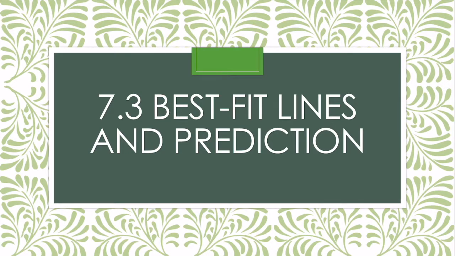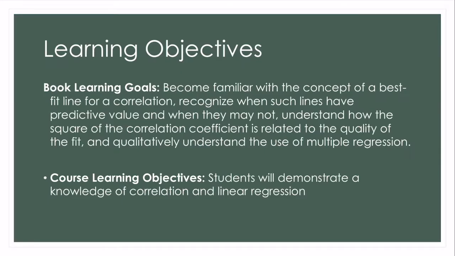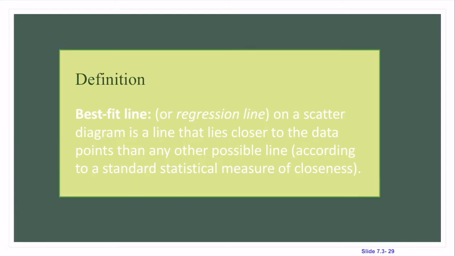Let's talk about section 7.3, which is best fit lines and prediction. Here are our learning objectives. A best fit line, also called a regression line, on a scatter diagram is the line that lies closer to the data points than any other possible line according to a standard measure of statistical closeness. These are typically calculated in Excel.